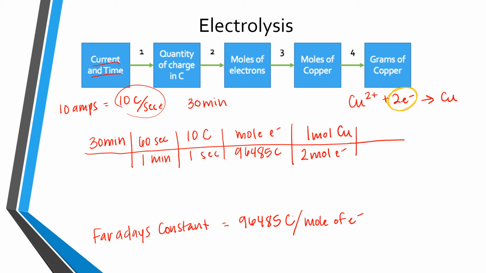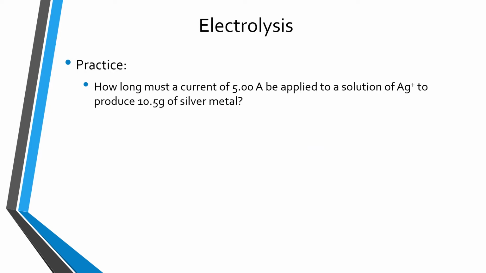Now, I wanted to know the mass that would be plated. So 1 mole of copper is 63.55 grams. Remember, just get that straight from the periodic table. Then I multiply across the top, multiply across the bottom, and divide those two numbers, and I'm going to get 5.94 grams of copper. So I calculated exactly how much copper would be plated if I ran a current of 10 amps for 30 minutes. So let's do a couple practice problems.